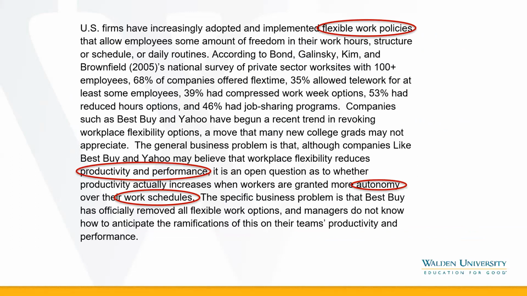And here is just an example of some of these keywords or topics that will be coming out of your literature. So when you're reading, you start to develop these concepts that are coming up, and then you'll start to see them repeat themselves throughout the literature. So here, flexible work policies, autonomy, work schedules, these are all possibilities for headings and subheadings in the literature.